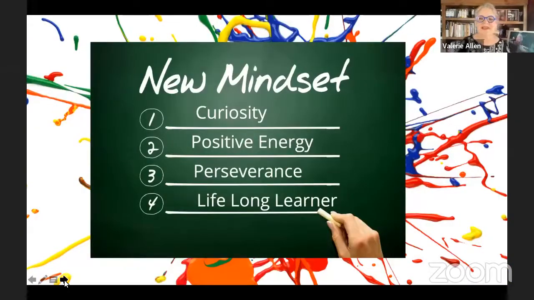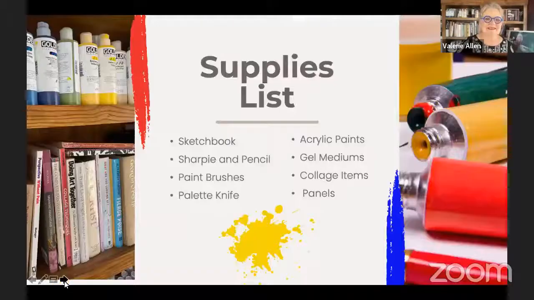And this new mindset is all about number one, curiosity. Number two, positive energy. And I had a college professor tell me this, Val, talent is not the thing. Perseverance is the thing. Perseverance is where you get the results. Hang in there. And then finally, lifelong learning. I'm a lifelong learner. I think a lot of you are too. And how wonderful is that we can now take time for ourselves and do even more of that.